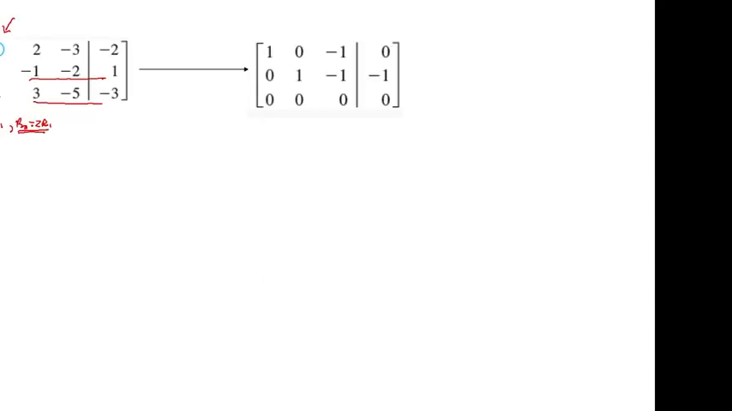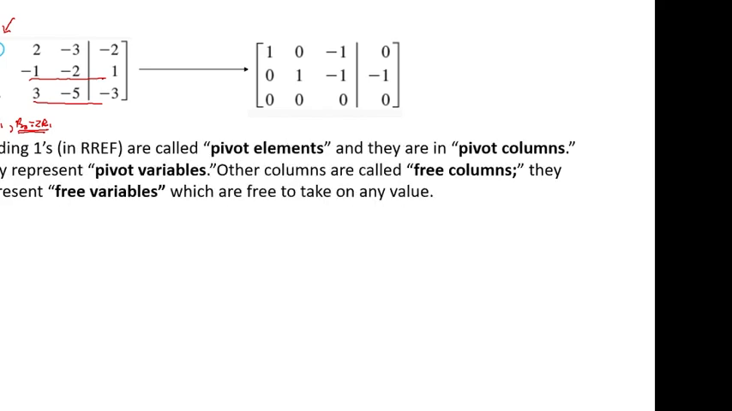This one has 3 variables, x, y, and z, or x1, x2, and x3, representing the first three columns. But it only has 2 equations that are useful. The bottom equation is all zeros, which is okay, but it means that we're going to have a different kind of solution. The leading ones in reduced row echelon form are called pivot elements, and they're in what are called pivot columns. And they represent what are called pivot variables.